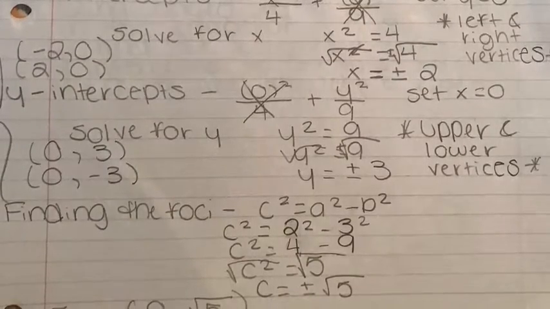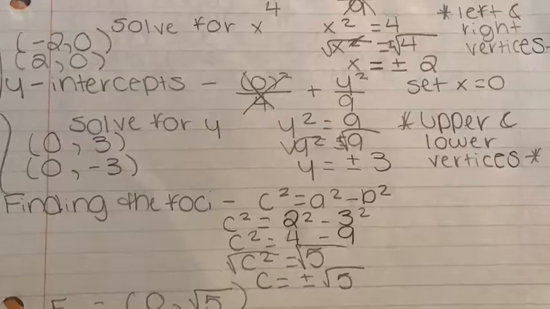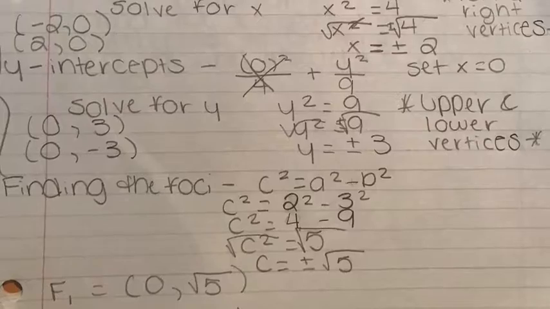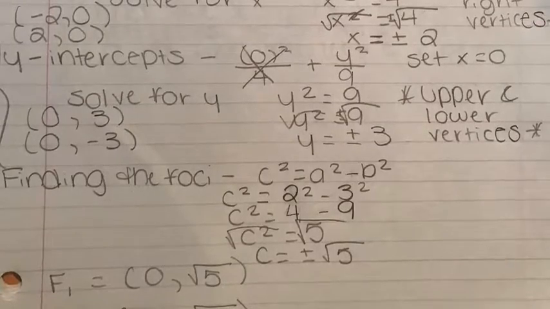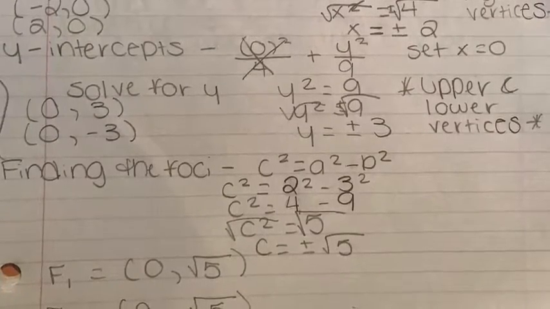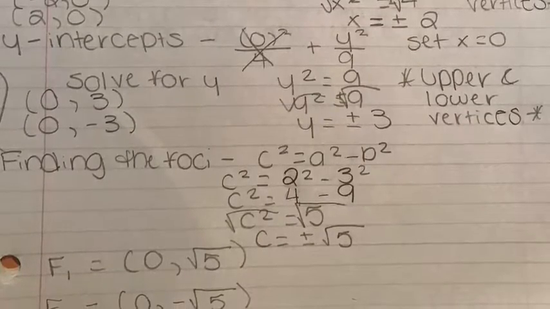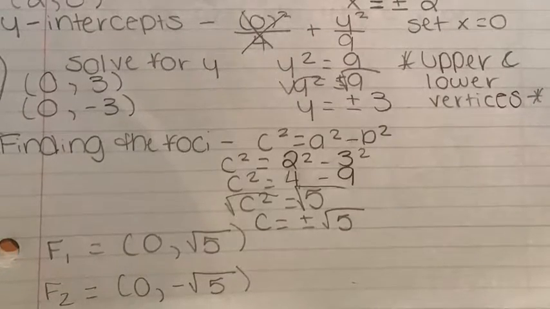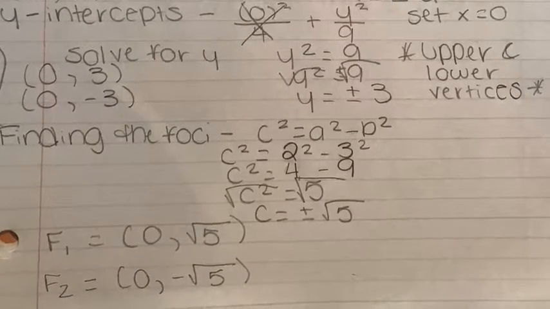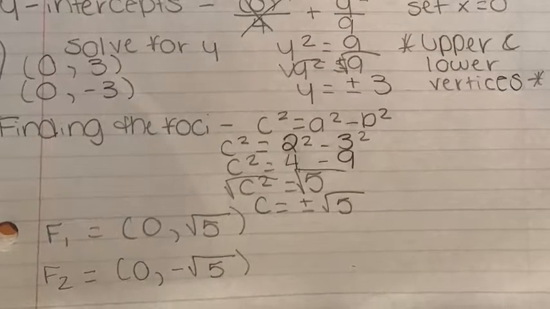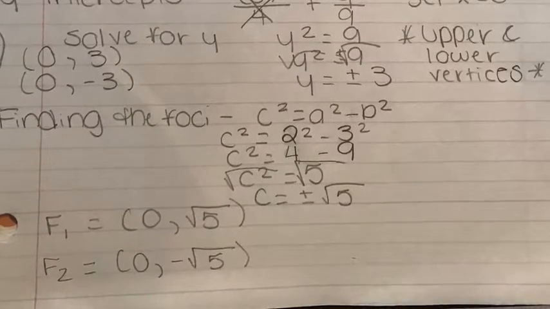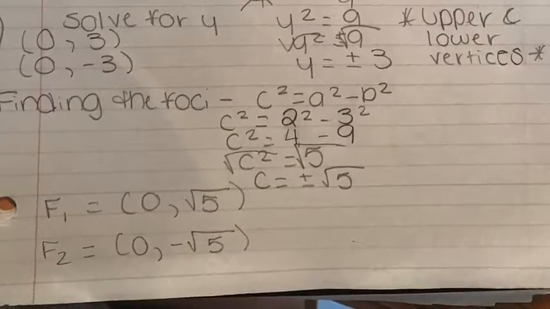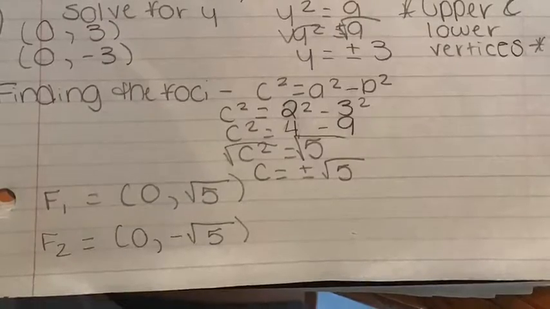The last thing to do before you graph is to find the foci. To do this, you would use the equation c squared equals a squared minus b squared and plug a and b in. As mentioned before, a is 2 and b is 3. So c squared equals 2 squared minus 3 squared, which is c squared equals 4 minus 9, or c squared equals negative 5. And after the square root, it would be c equals plus or minus square root of 5. So focus 1 is 0, square root of 5, and focus 2 is 0, negative square root of 5.